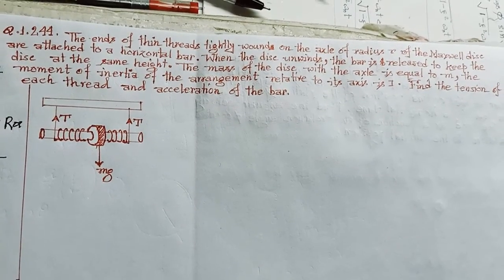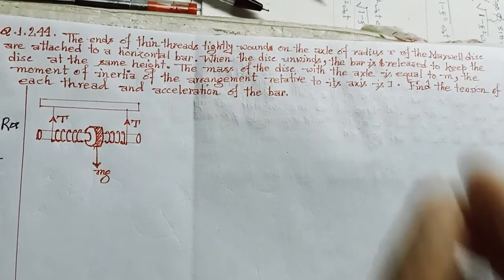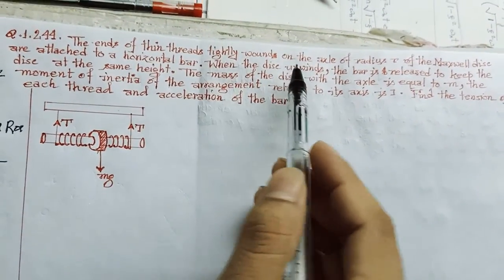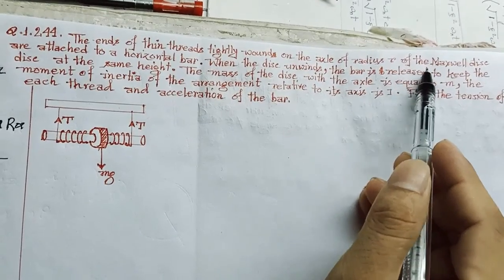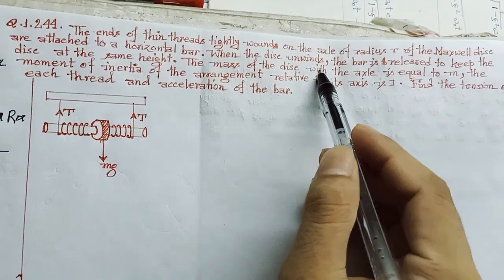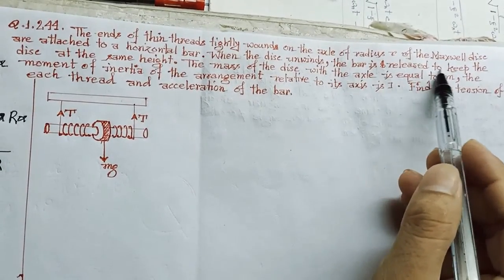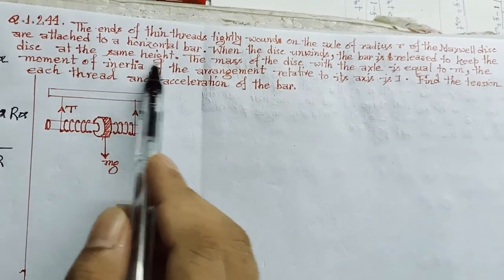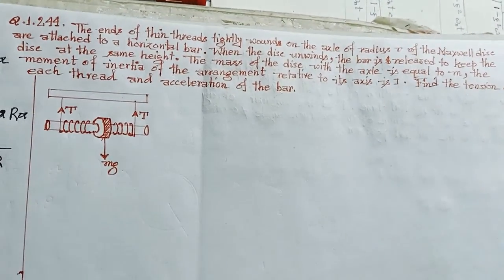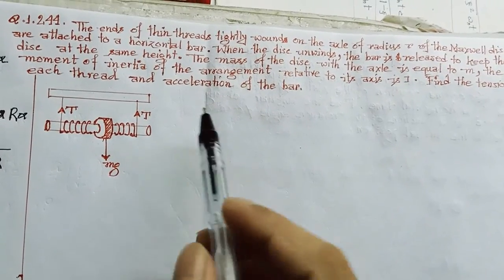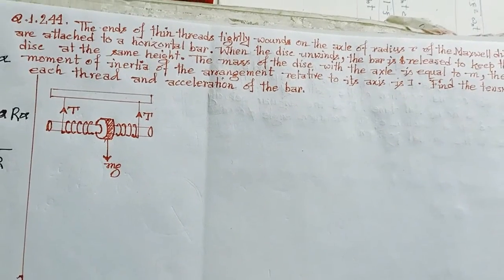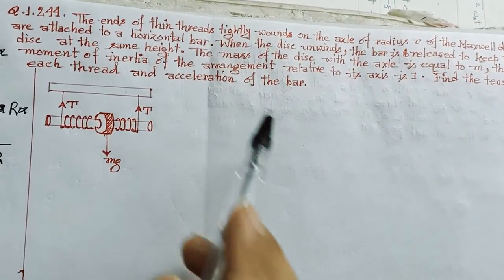Here is question number 1.244 from Irodov. It is given that the ends of a thin thread tightly wound on the axle of radius r of a Maxwell disc are attached to a horizontal bar. When the disc unwinds, the bar is raised to keep the disc at the same height. The mass of the disc with the axle is equal to m, and the moment of inertia of the arrangement relative to its axle is I. Find the tension of each thread and the acceleration of the bar.